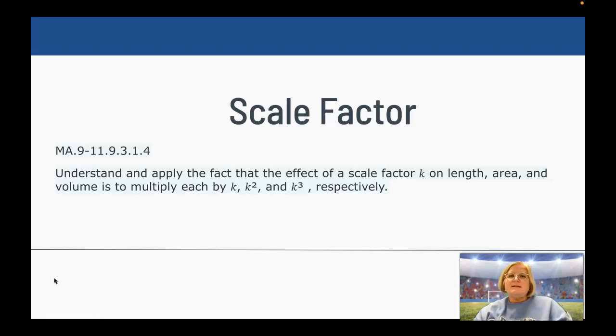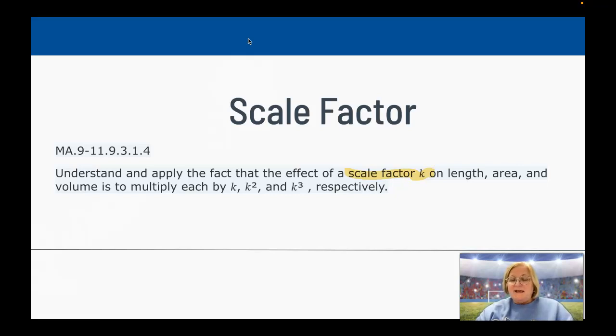This lesson is on scale factor. Our goal is that you understand and apply the effect of a scale factor K on length, area, and volume is to multiply each by K, K squared, and K cubed, respectively. The scale factor is the K.